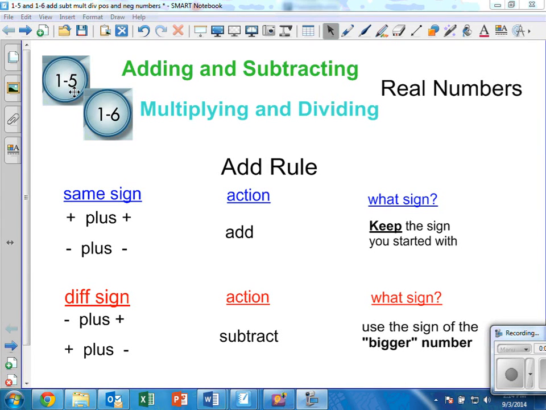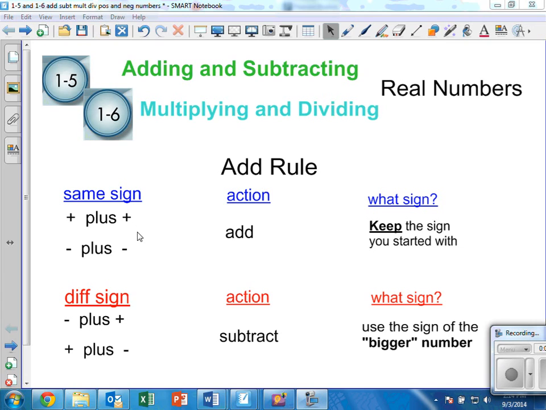All right, Algebra 1, we're going to combine 1-5 and 1-6, adding and subtracting and multiplying and dividing real numbers. So here's the rule when you're adding. If you have the same sign, like a positive number plus a positive number, or a negative number plus a negative number, then you add the two numbers.